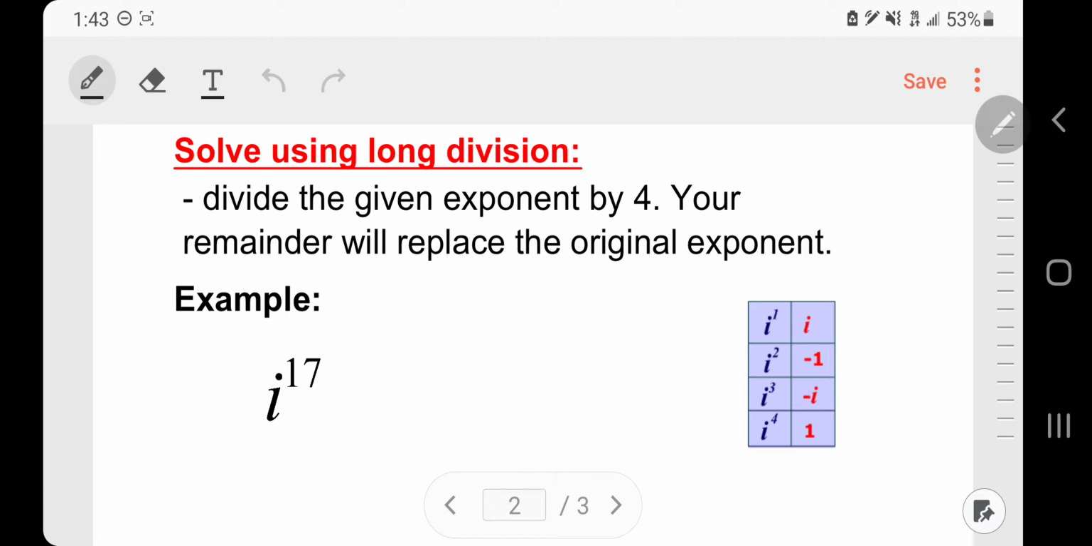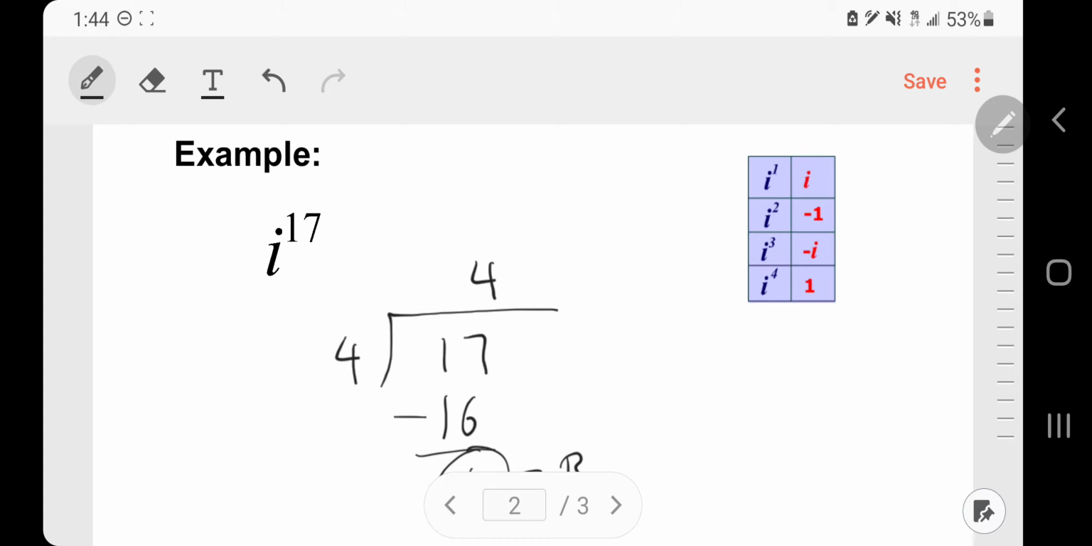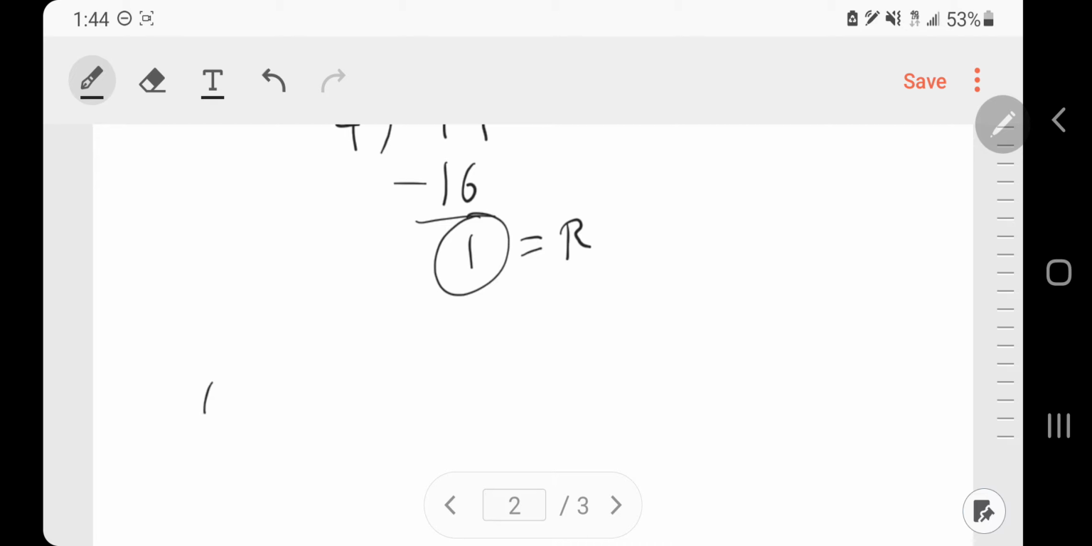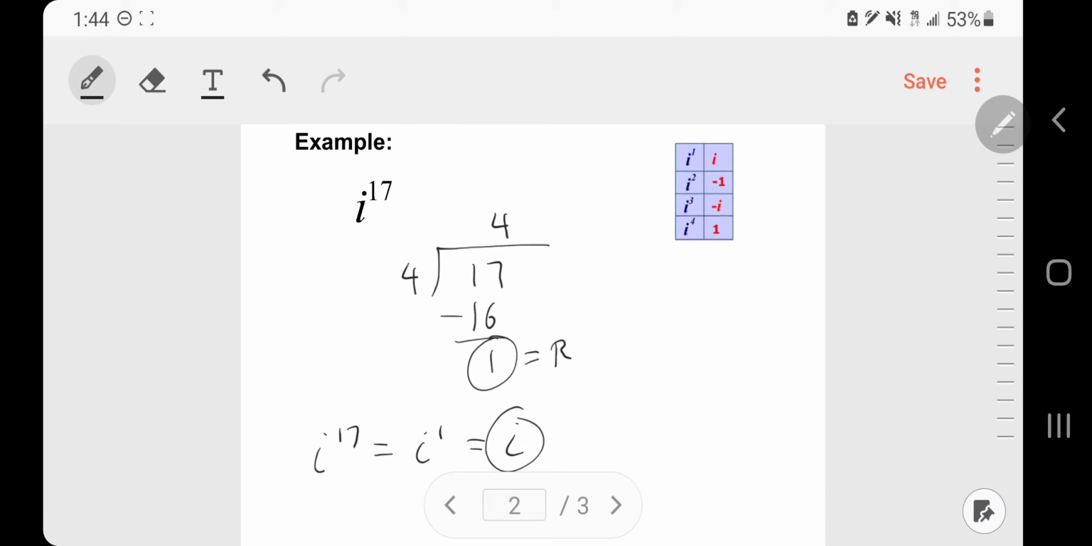So we have i to the 17th. What I'm going to do is divide 17 by 4 and look for my remainder. 4 goes into 1 - it does not. 4 goes into 17 4 times. We're just using long division to solve this, and we have our remainder, which is 1. So i to the 17th is the same as just i to the first, which we know from our chart is just i. And that's all you have to do with these.